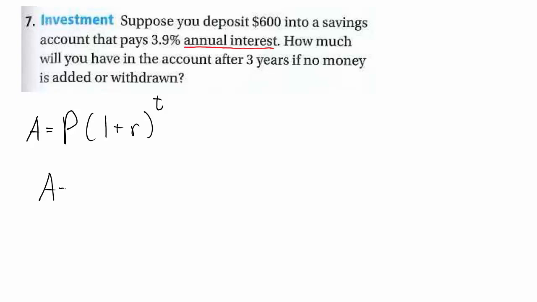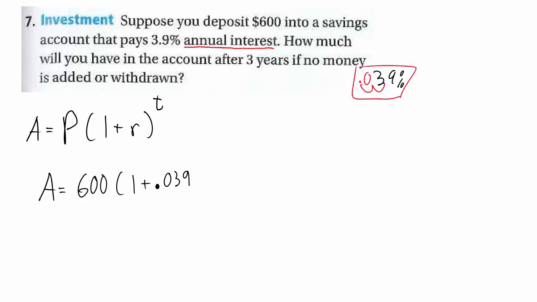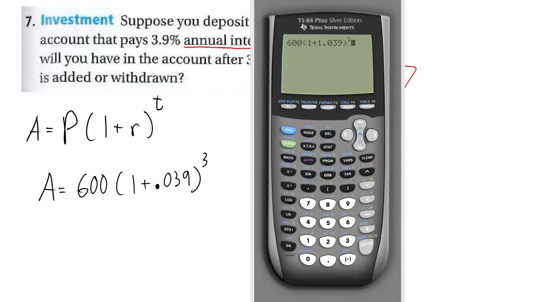We want to solve for the amount. The principal investment is $600. 1 plus the rate of change is 0.039. If you take 3.9% and you move the decimal place over twice, that's where the 0.039 comes from. And then we do that for 3 years. And then it's as simple as entering that into your calculator.